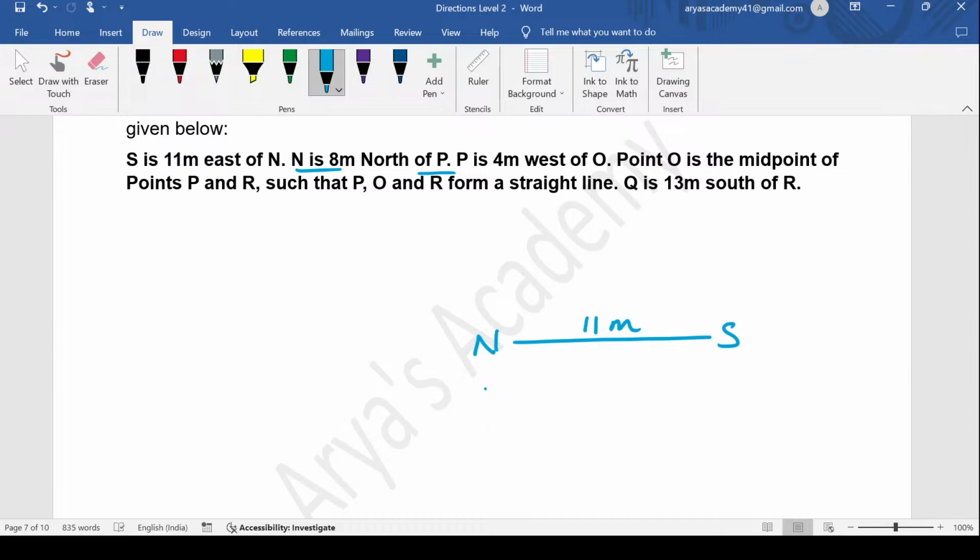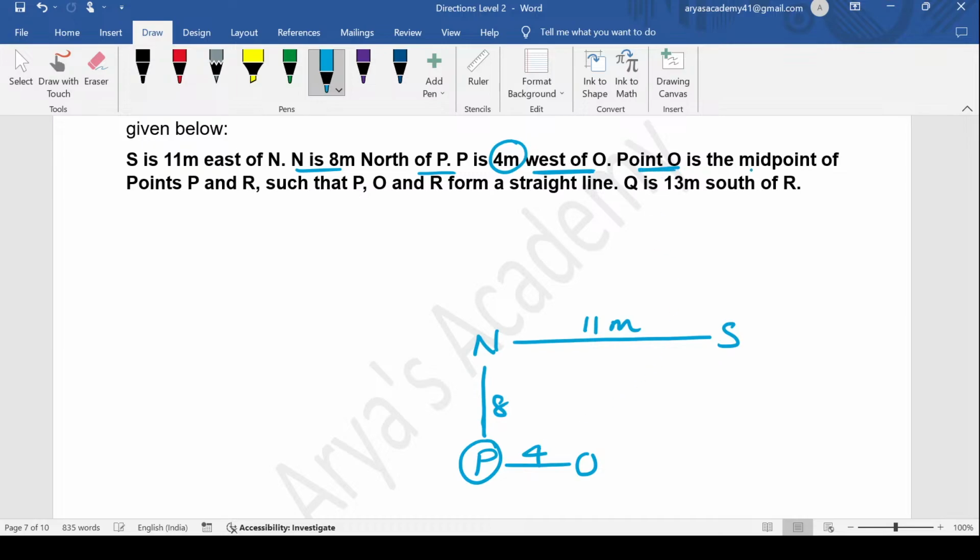N is 8 meters north of P, so P will be somewhere over here, and at a distance of 8 meters towards north, N will be there. So this is how P has to be represented. And P is at a distance of 4 meters from point O, in the west direction. So from O you have to move west a distance of 4 meters to reach point P. So O will be somewhere over here, and if you move towards west for 4 meters, then you will get point P. So that is where we have to place O.